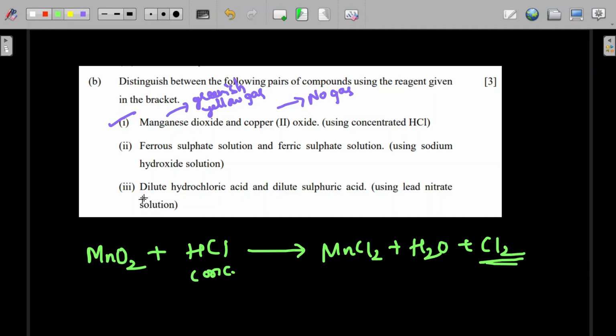Second one, Tanisha, tell me. Can you hear me now? Yes. So ferrous sulfate forms a dirty green precipitate, and then ferric sulfate forms a reddish brown precipitate. Okay, that's it. Reddish brown precipitate for ferric.